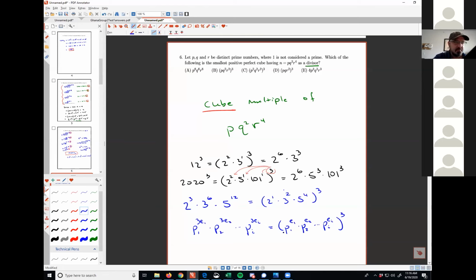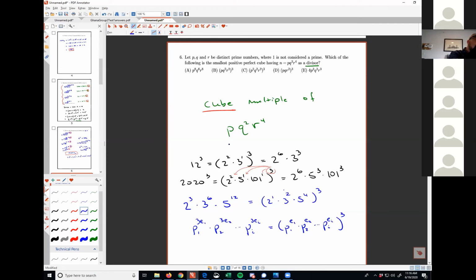So every perfect cube has only exponents that are multiples of 3, and anytime we have exponents that are multiples of 3, we have a perfect cube. Though we didn't even really need to go that far to answer this question because of the way the answers are given. But up here, well, actually, I'll go ahead and just do this.